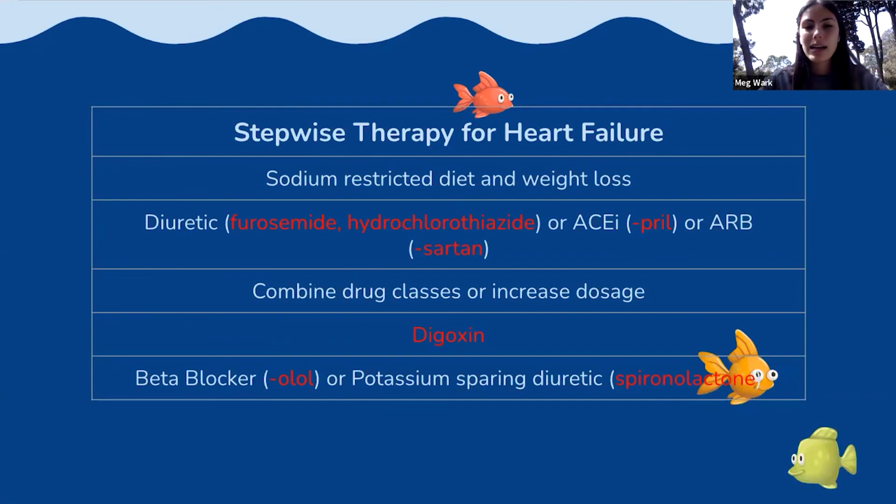And here we've just got our stepwise therapy for heart failure. So sort of the order in which you would generally try these drug options. So firstly, a sodium-restricted diet and weight loss. That's your lifestyle modification. Then you would try a diuretic, so furosemide or hydrochlorothiazide, or an ACE inhibitor, so those are the ones ending in pril, or an angiotensin receptor blocker, so the ones ending in sartan. Next, you would combine drug classes or increase the dose of any of those. Next, you might add in digoxin, and then you would try a beta blocker or potassium-sparing diuretic if that didn't work.